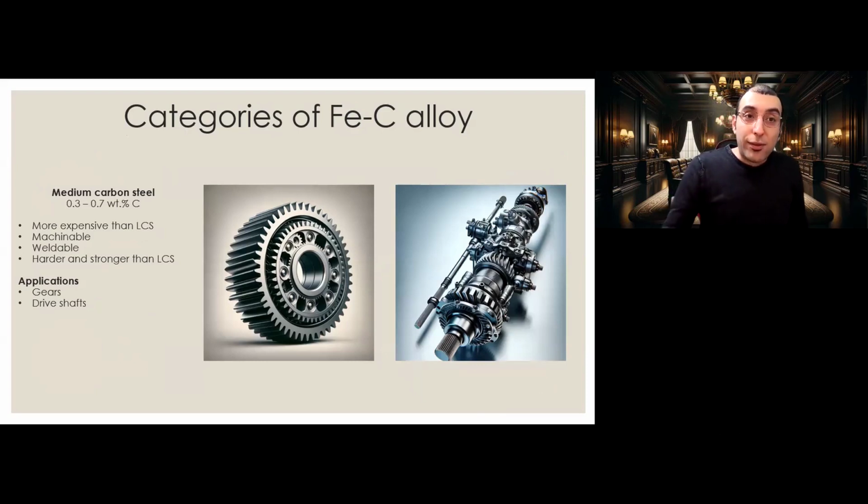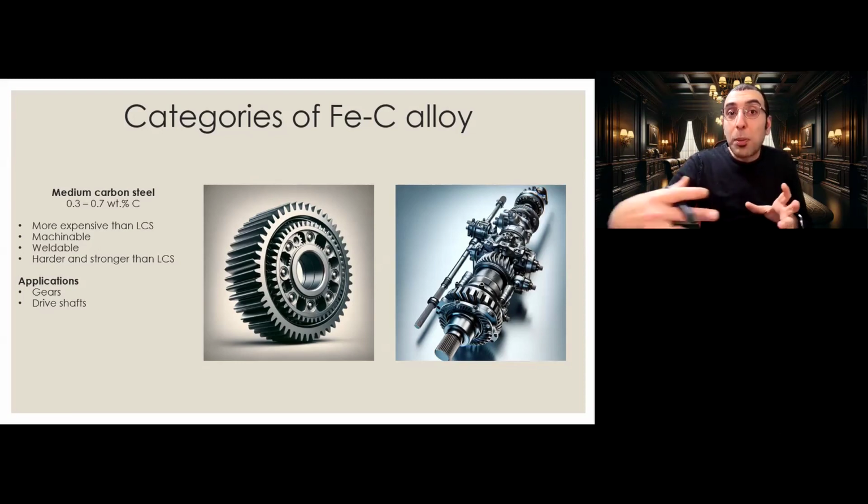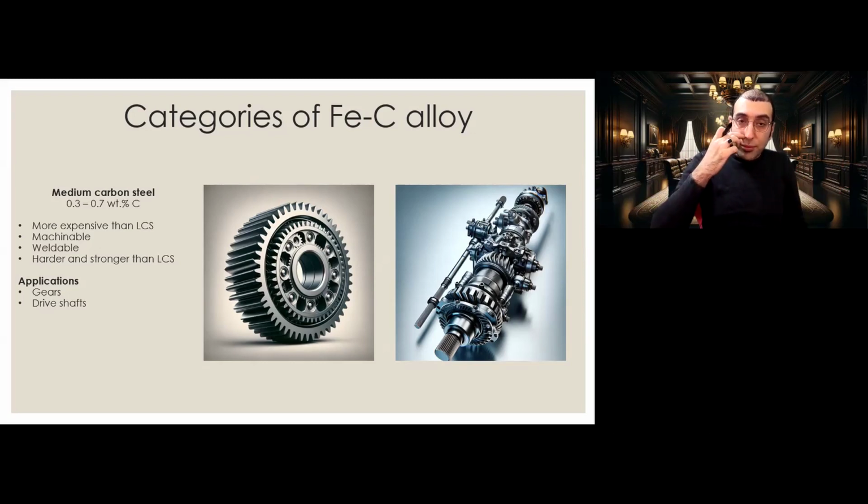Also, drive shafts of cars can be made from medium carbon steel. One reason that they usually don't go for high carbon steel for drive shafts is that medium carbon steel is more impact resistant. Medium carbon steel has less cementite in it, therefore less brittle material in it. Therefore, it can absorb more impact energy than a brittle material. So a drive shaft is a good example of a medium carbon steel.